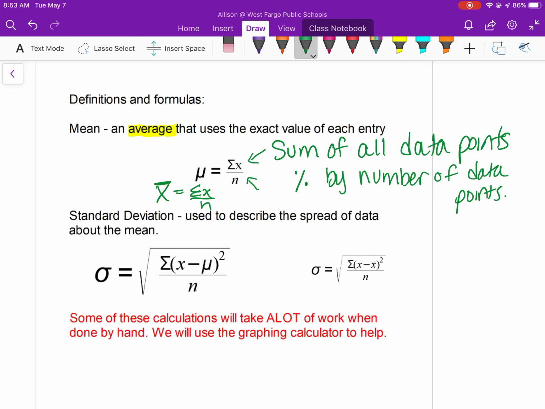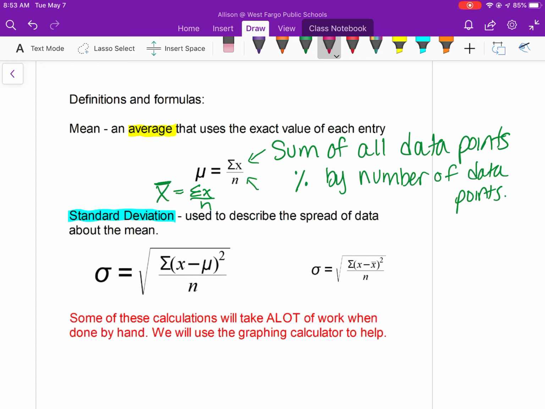So then standard deviation, that one's a new term probably for you. It's used to describe the spread of the data about the mean. So the standard deviation tells us how close our data is to our average. The closer the standard deviation is to 0, the closer all the data points are to the average. The larger the standard deviation is, the further away the data points are from the average, basically.